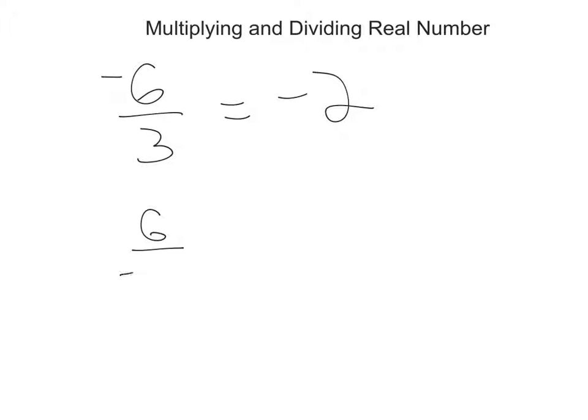The same can be true for division. Negative 6 divided by 3 is negative 2. 6 divided by negative 3 is negative 2. However, negative 6 divided by negative 3 is positive 2. So when we have the odd number of negative signs, we end up with a negative. When we have an even number of negative signs, we end up with a positive.